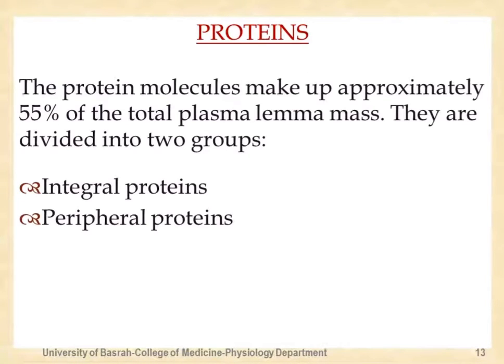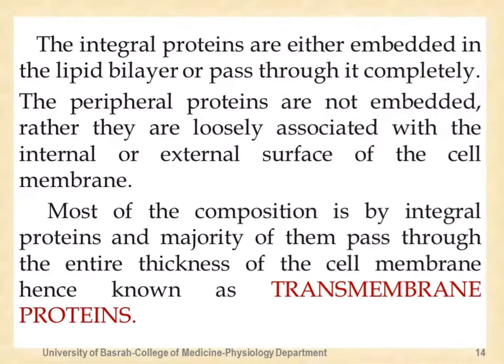We talk about the proteins. The protein molecules make up about 55% of the total plasmalemma mass, and they are divided into two groups according to their place in the cell membrane: integral, أو ما يسمى بالtransmembranous, and peripheral, أو ما يسمى بالsuperficial proteins. The integral proteins, another name transmembranous proteins, are either embedded in the lipid bilayer or pass through it completely. يعني يخترق الليبيد بايلير إلى داخل الخلية، من الخارج إلى داخل الخلية.